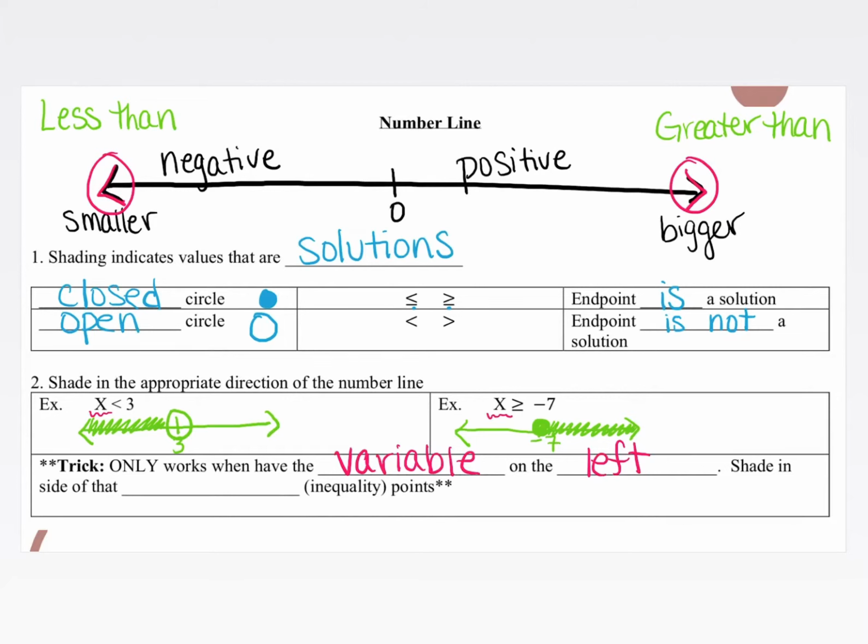So if we look at our inequality, they also kind of look like arrows, just as we indicated on our number line. So we're going to shade in the side that the inequality is pointing towards. So since x is less than 3, my inequality is pointing to the left, which is why I shade to the left. Or since x is greater than or equal to -7, my inequality is pointing to the right, so I'm going to shade to the right. And again, this only works when the variable is listed on the left-hand side.